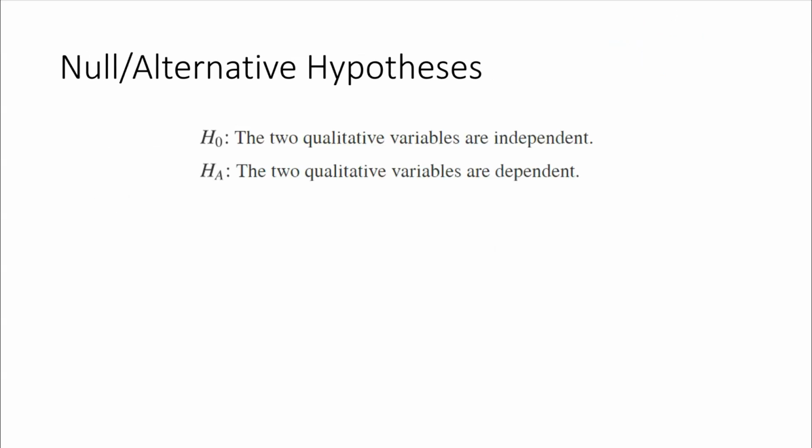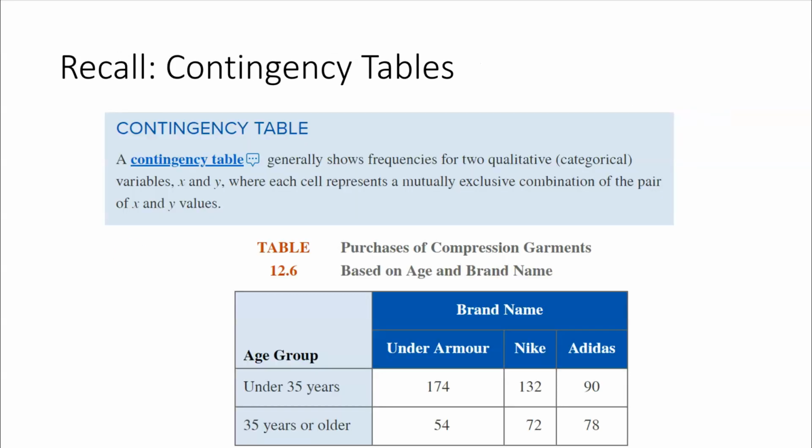So it's pretty standard here. For a null hypothesis, we're saying that the variables are independent. And then for the alternative, we're saying that they're dependent, so that they're related or not related. That's oversimplifying it, and we don't want to use that language, but just to help you make sense of it. So just recall a contingency table is showing those two different categories across the top. So we can be comparing brand name with age group.